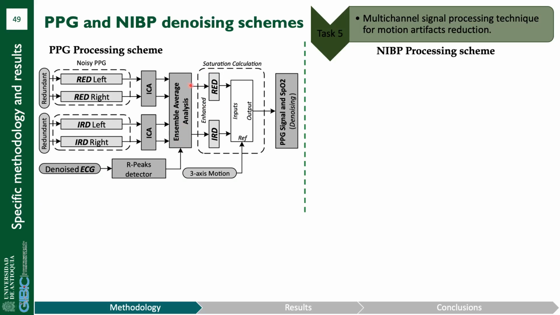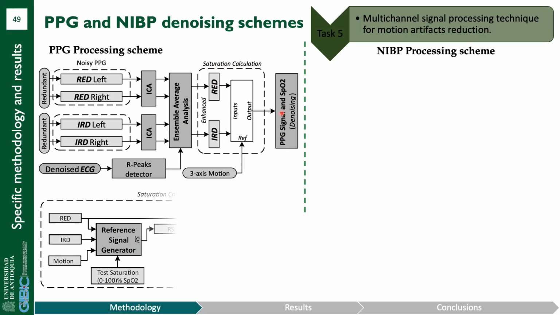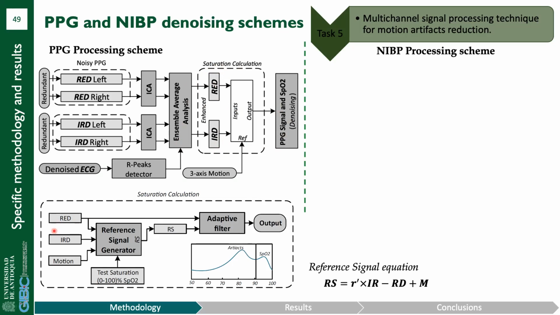After we obtain the improved red and infrared signals, we use the saturation calculation to obtain the oxygen saturation of the blood with the denoised signal. The oxygen saturation is based on a method proposed by Masimo, where we use the red and infrared signals, but we include information about the motion that we acquire with the motion sensors. This produces a reference signal that is compared with the red signal through an adaptive filter. And with this, we can obtain the oxygen saturation information as the maximum energy of the comparison.